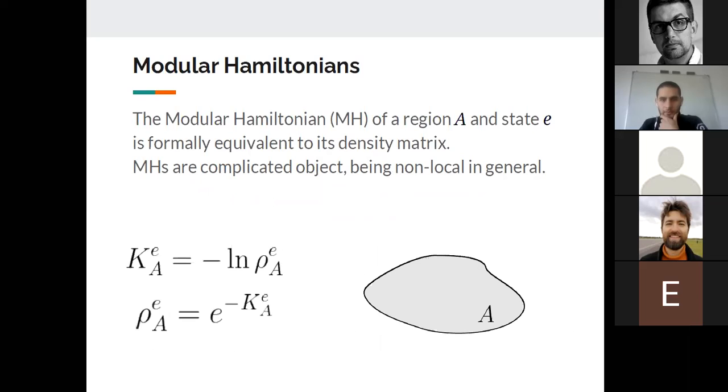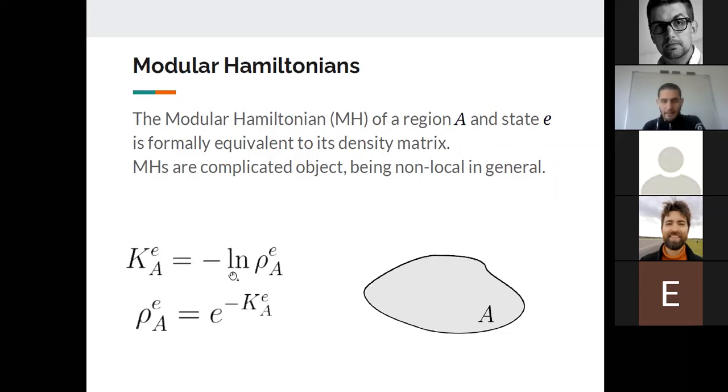So for a more rounded introduction to it, I would say that a modular Hamiltonian of a region A, let's say we have a quantum theory, you have a region A, and we have a state. So at least in the formal sense, getting the modular Hamiltonian is the same as getting the density matrix. That has to do, it's determined by the region and by the state. You just take the minus logarithm of this and you get the modular Hamiltonian.